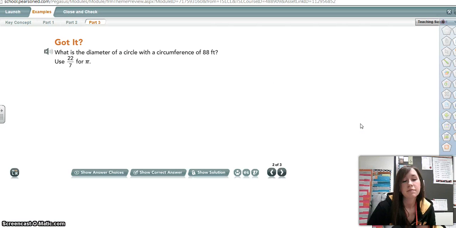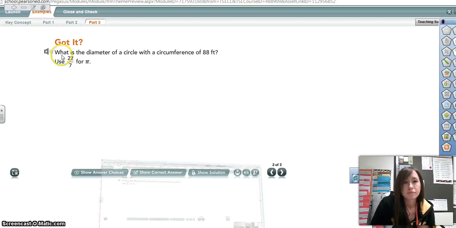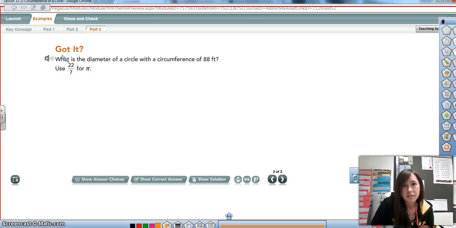Sometimes we approximate pi to the decimal of 3.14, but sometimes we even use a fraction version of pi, which again, it's just an approximation. It's just close to what pi is, of 22/7. So it's like 3 and 1/7 if you write it as a mixed number. So on this one, what is the diameter of a circle with a circumference of 88 feet?